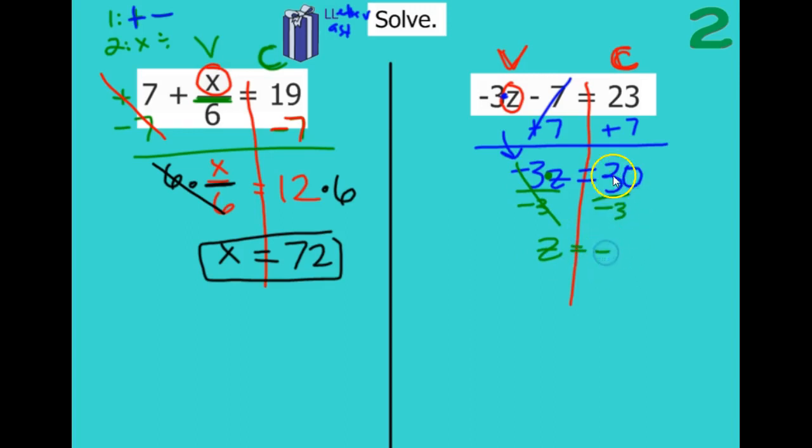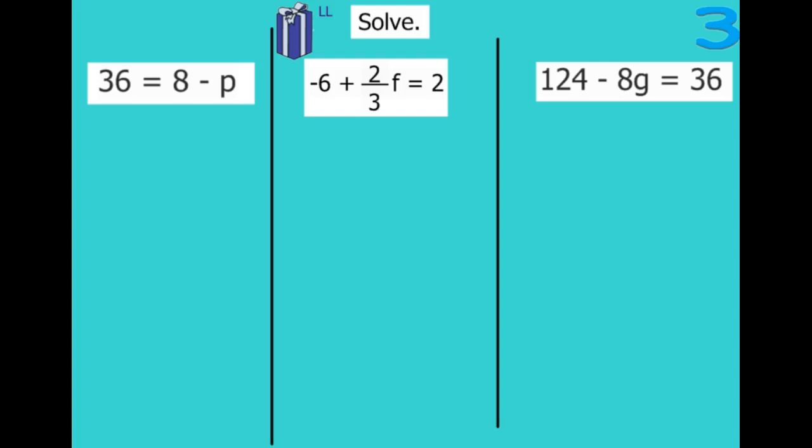We know it's going to be a negative. 30 divided by 3 will give us 10, so negative 10. Flip over to the next slide.